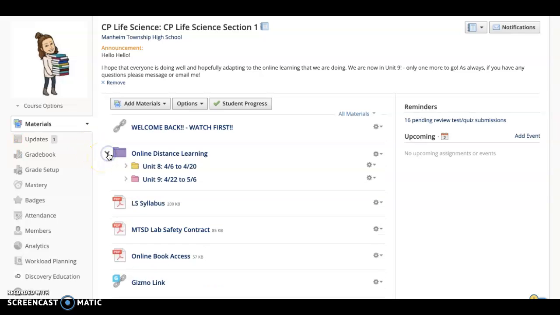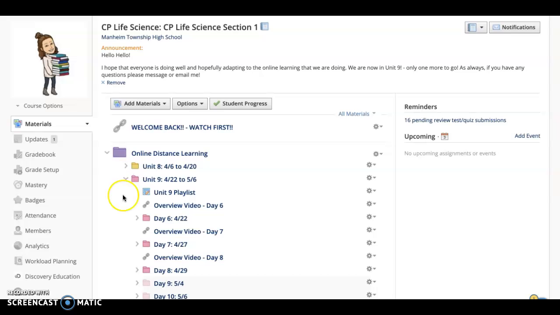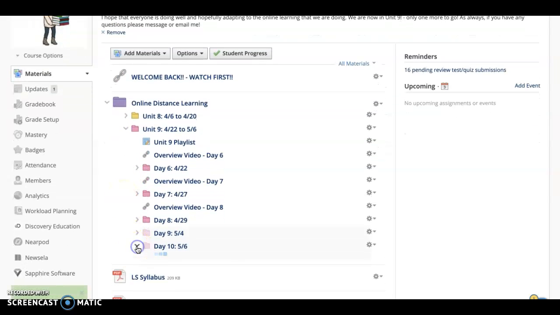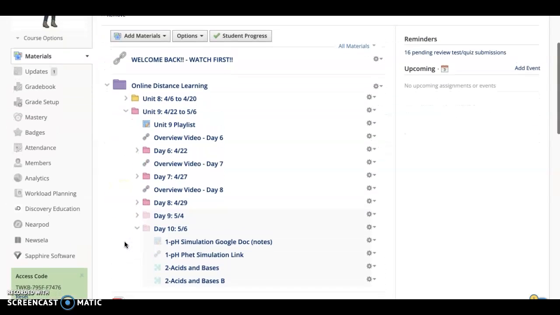Let's go on in here to the folder to see what we have. Alright, so here is day 10, and like I said, from day 9 you guys are learning about acids and bases and looking at the pH. So you're going to take it a little bit further now that you know a little bit about acids and bases and what kind of makes something an acid and something a base. You're going to look at the pH scale.